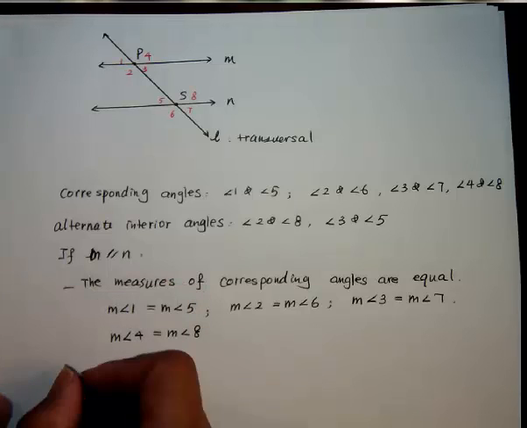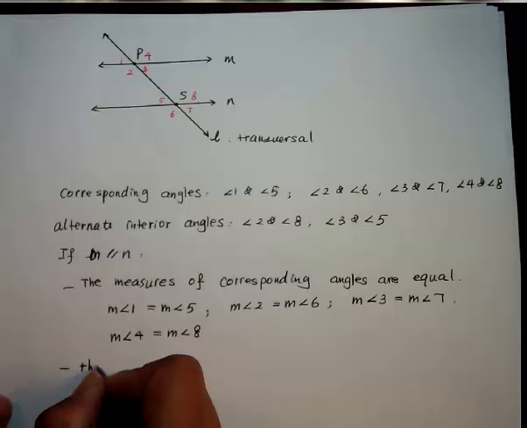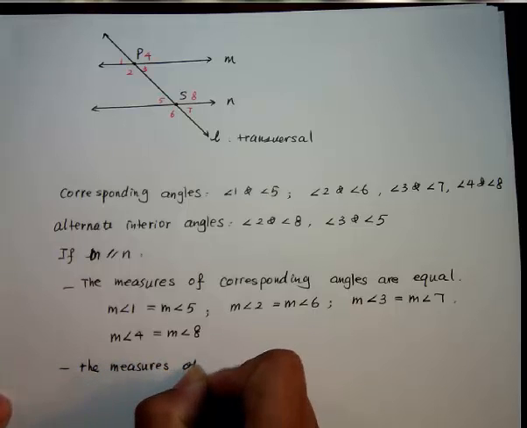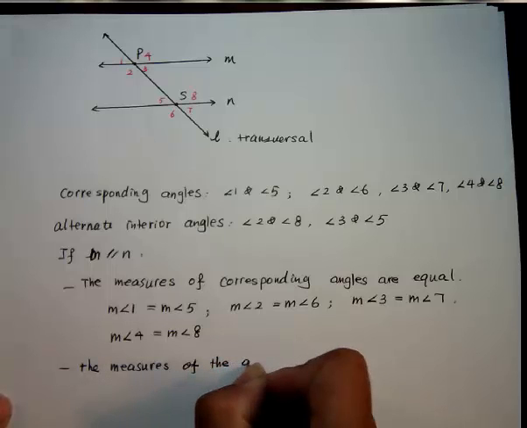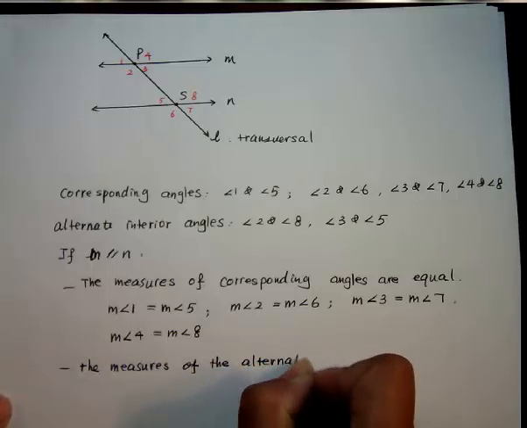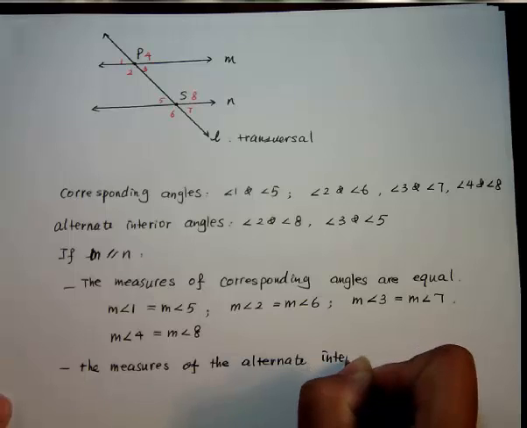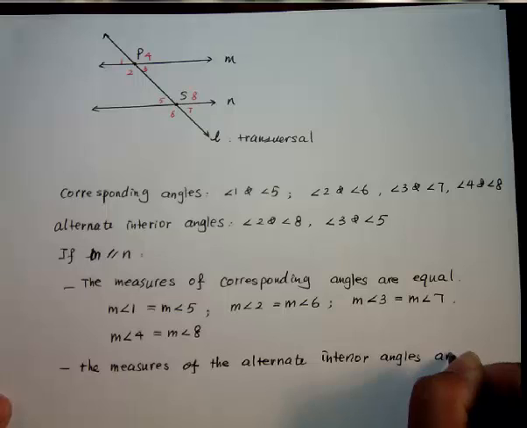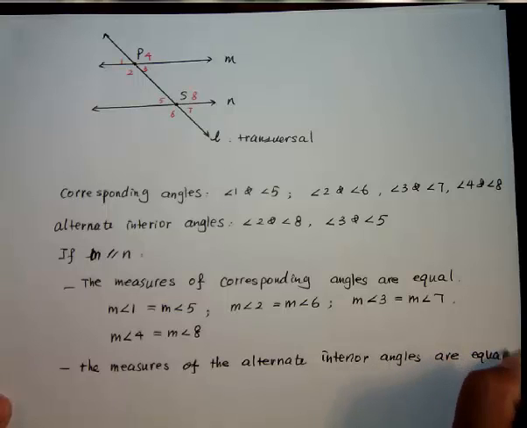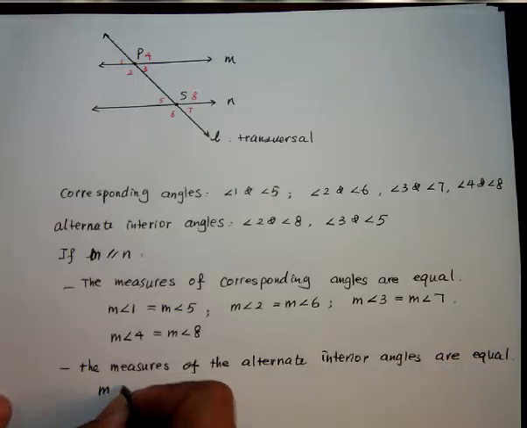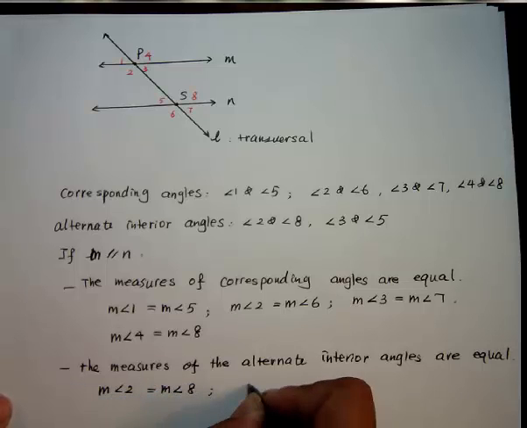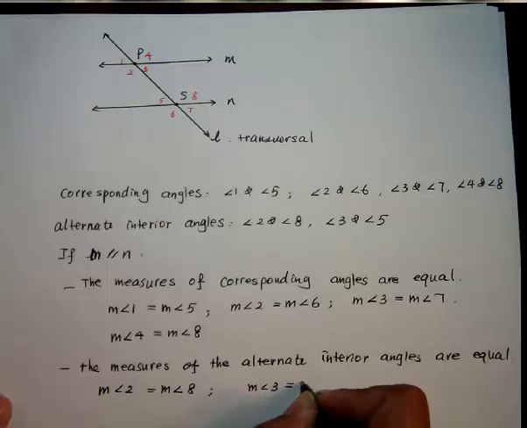And also, the measures of the alternate interior angles are equal as well, which means the measure of angle 2 should be the same as the measure of angle 8, and the measure of angle 3 should be the same as angle 5's measure.